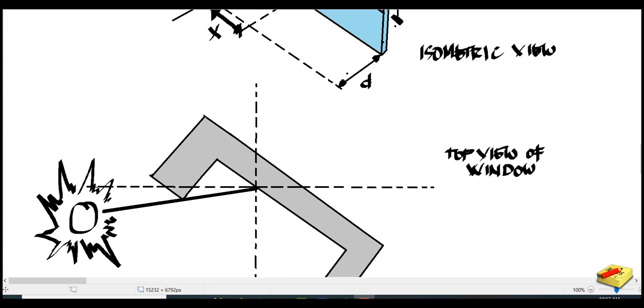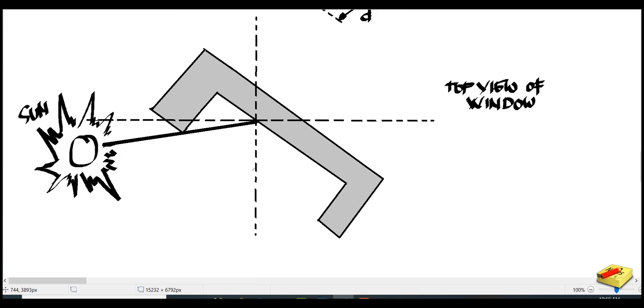So looking at the sectional top view of the window, we have here the sun and the ray of the sun striking at this portion. The rays of the sun strike the glass. You have your wall here, and you have the portion of glass here.